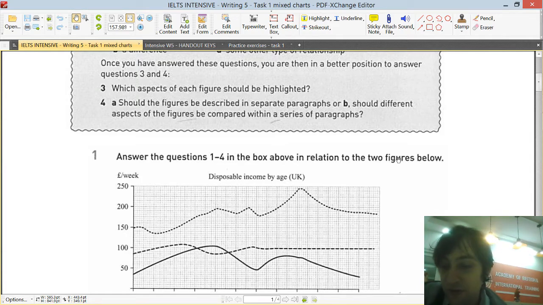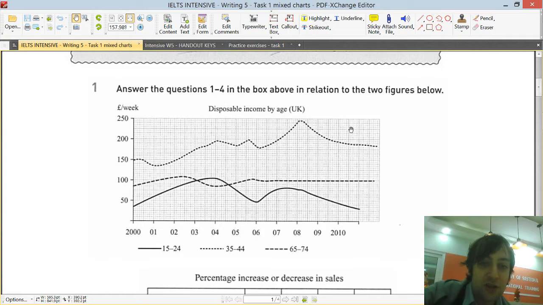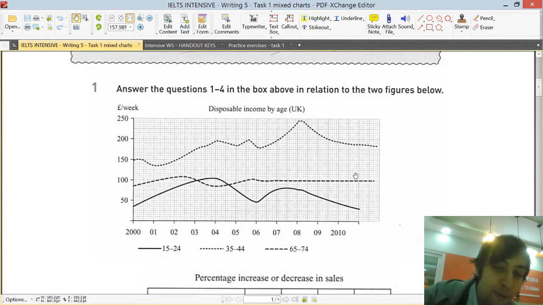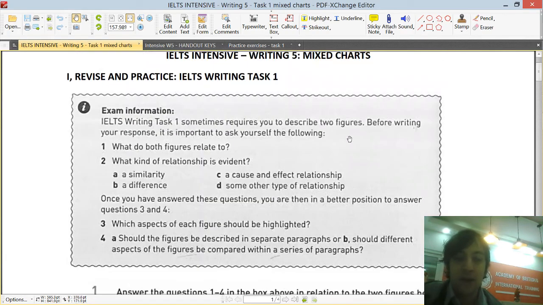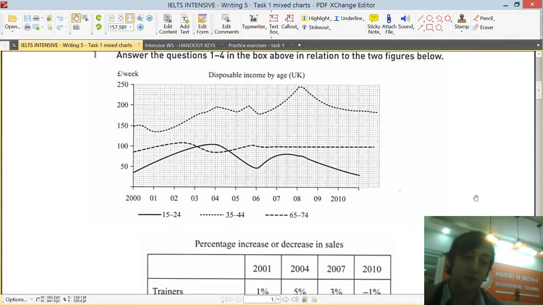So, the truth is, with this particular question, you could actually do either. You could describe the figures in separate paragraphs and then link the two paragraphs together by referring back. For example, if you cover the disposable income by age graph in one paragraph, you could cover the percentage increase or decrease in sales in the second paragraph, and you could refer back to the figures in the disposable income by age paragraph. But I would be more likely to cover different age groups in each paragraph.